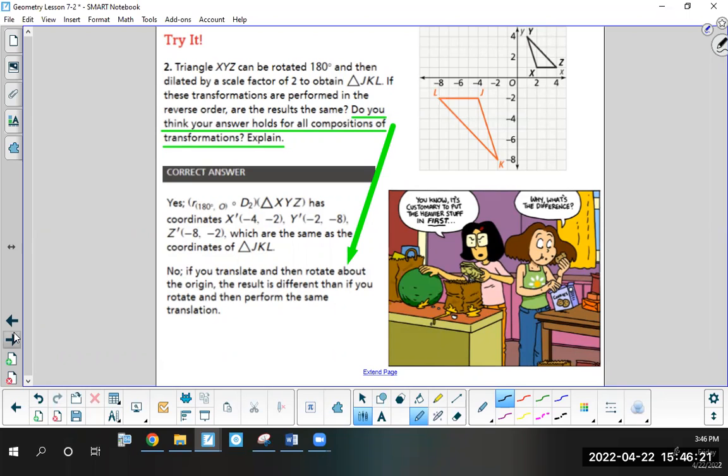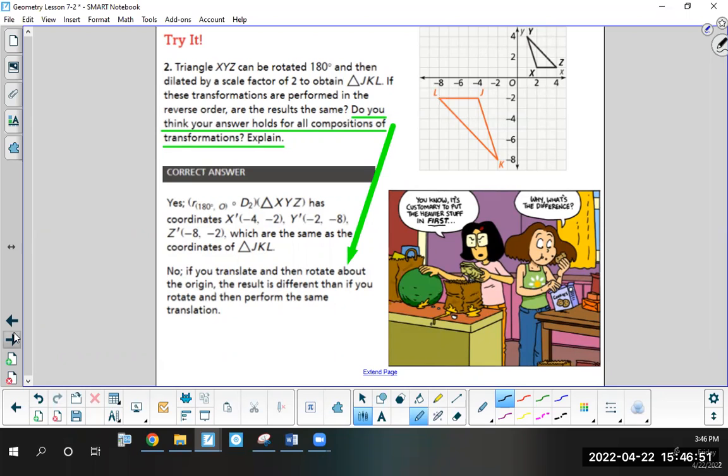Okay, can you think of any other time, either in life or in math, where order matters? Okay, well, I think about when you get dressed. When you get dressed, don't you put your underwear on first and then you put your pants on, right? If you did it out of order, you'd be looking funny walking around with your underwear on the outside of your pants.